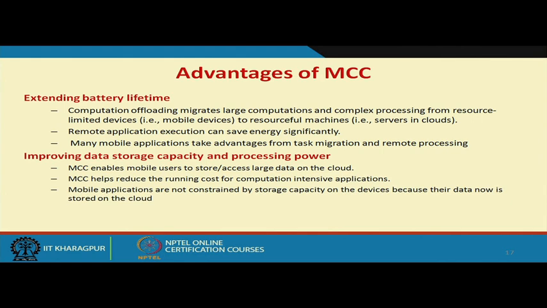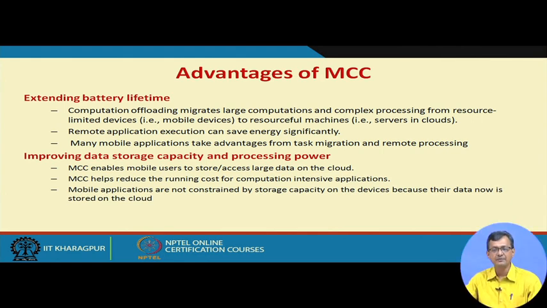So, there are several advantages, and we have already looked into a few of them. One is extending battery lifetime. As you are offloading some computing, which is resource hungry, in a sense you are saving energy and battery lifetime. Computation offloading migrates large computations and complex processing from resource limited devices, that is mobile devices, to resource full machines, that is servers in clouds, right. Remote application execution can save energy significantly. Many mobile applications take advantage of task migration and remote processing, right. So, those help in saving battery lifetime.